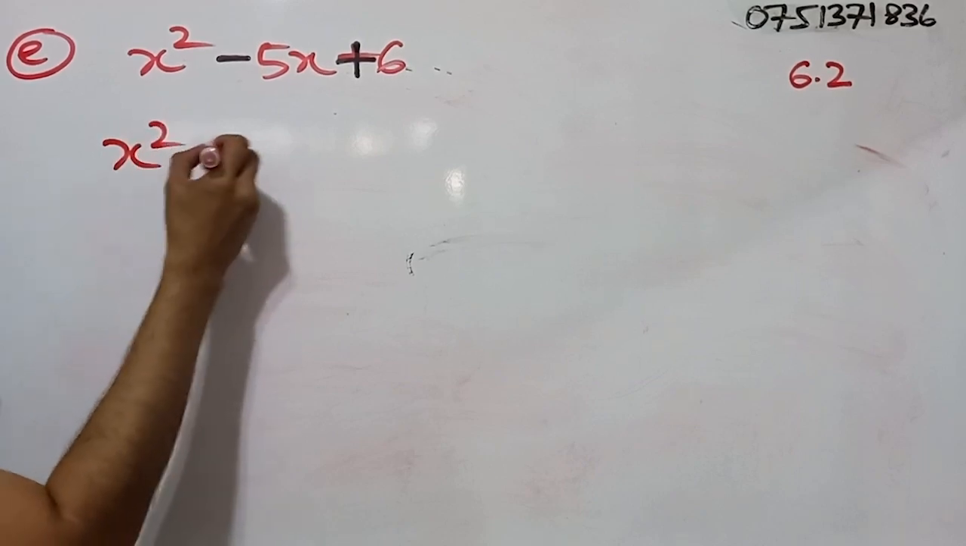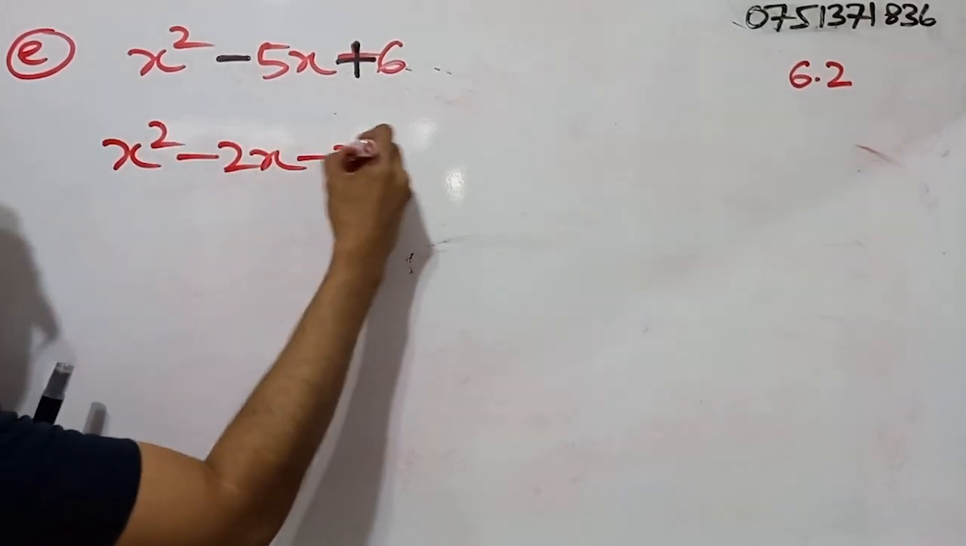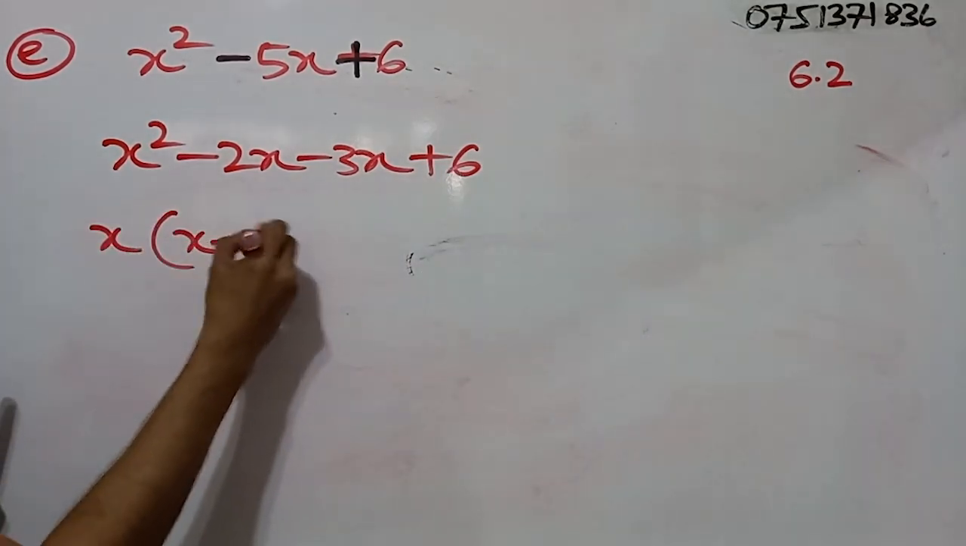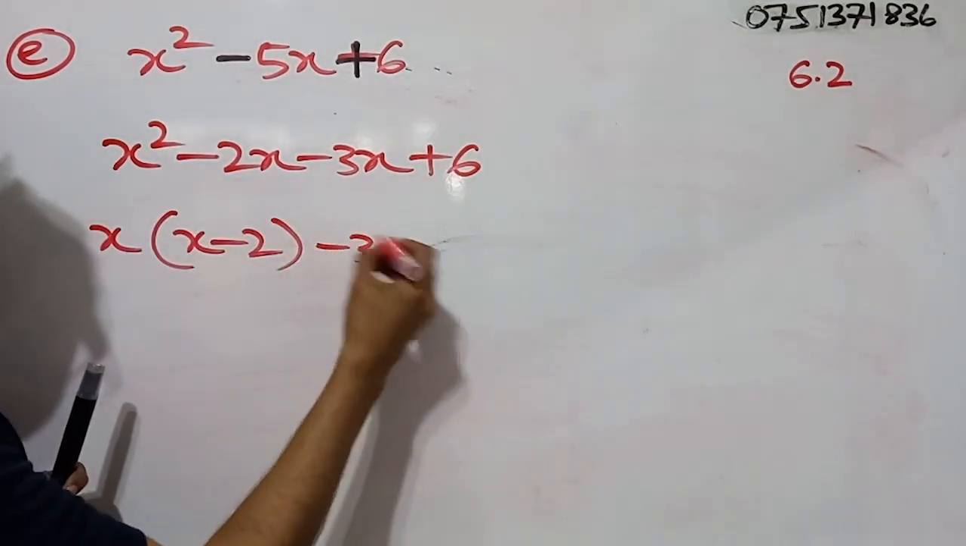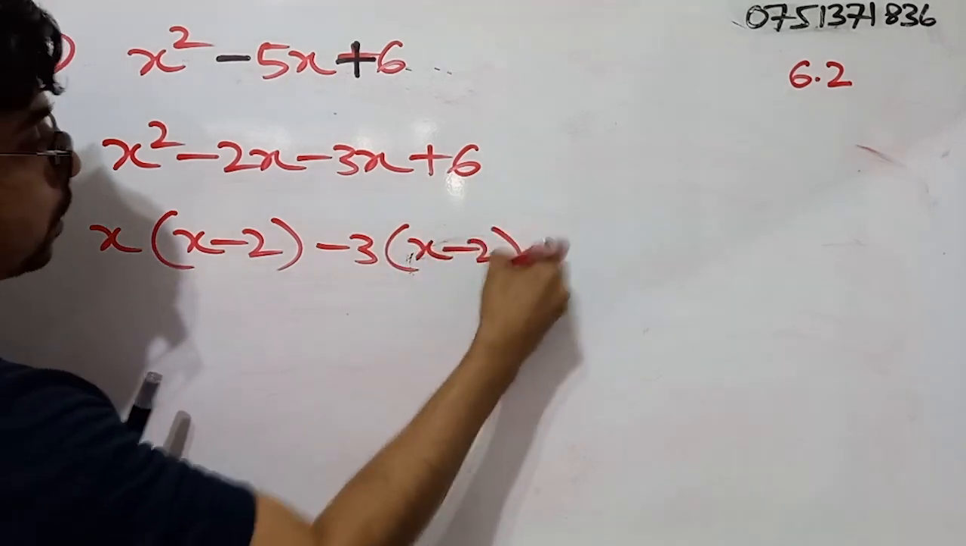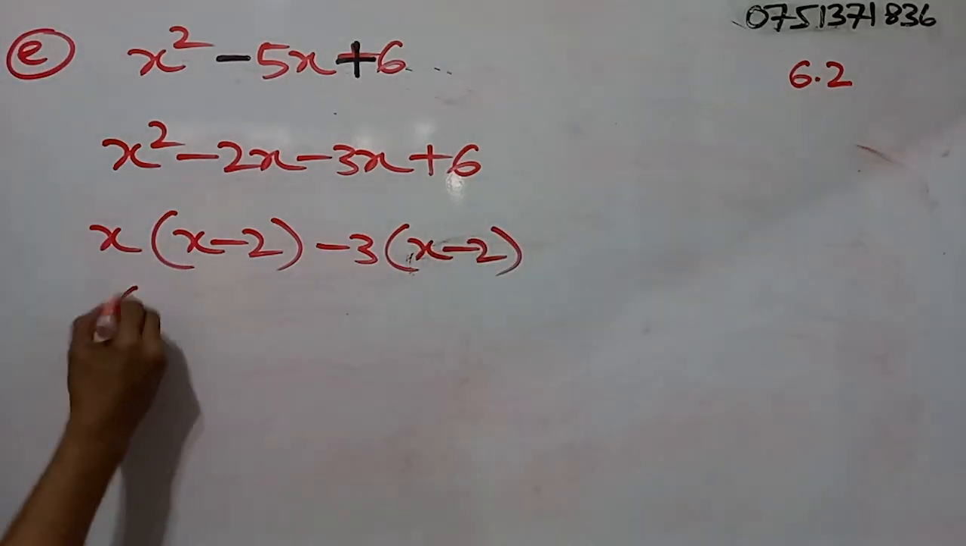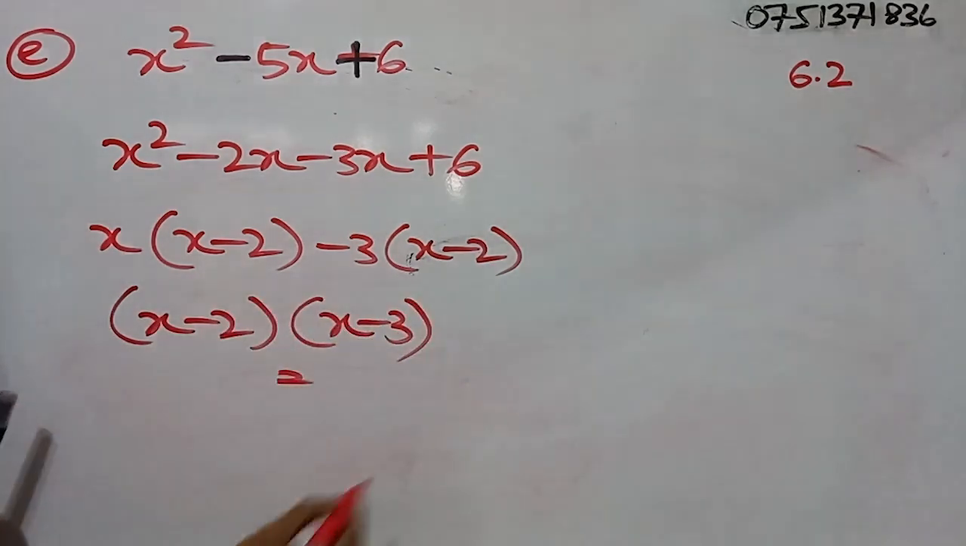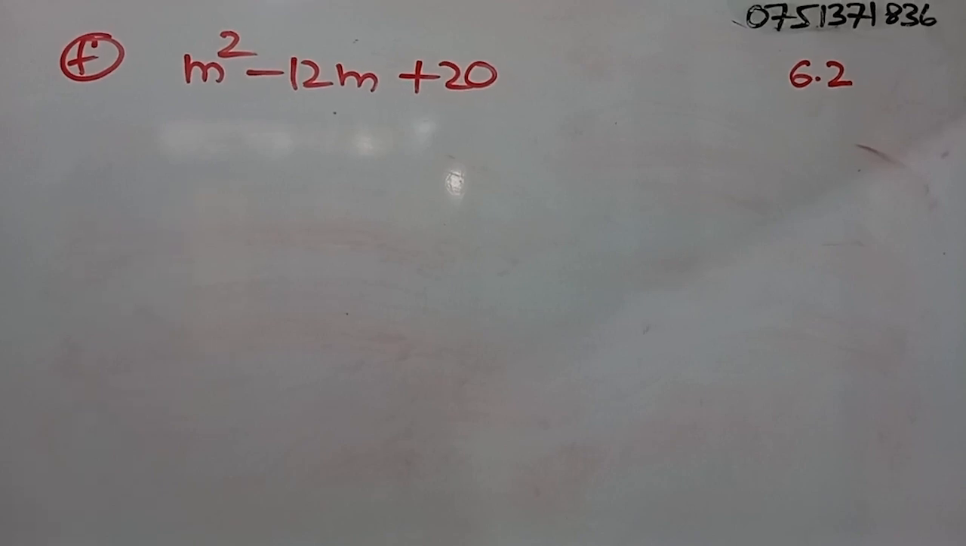x squared minus 2x minus 3x plus 6. So x is common, what goes inside? x minus 2. Negative 3 is common, what goes inside? x minus 2. So x minus 2 and x minus 3. This is the answer. Here the same situation.